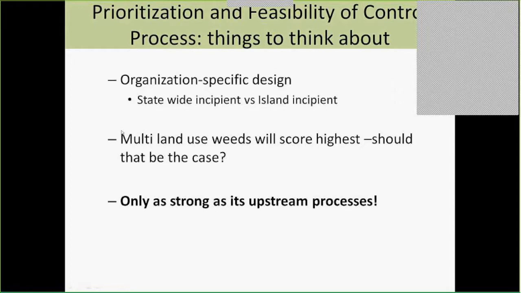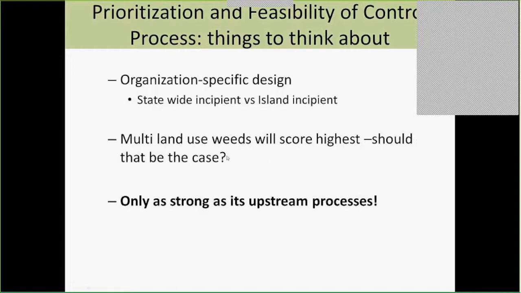The second thing is that multi-land use weeds will score highest, and should that be the case? Something that is a forestry weed, but not necessarily an agricultural weed, will score very low in the agricultural category. So it's going to be weeds that have impacts to both forestry and agriculture that are going to score the highest. And some people think maybe that should be the case. I think that's where the gray area comes in. A lot of people do think that if it's impacting human ways of life and native systems, then it should have a higher score. But it does get debated.